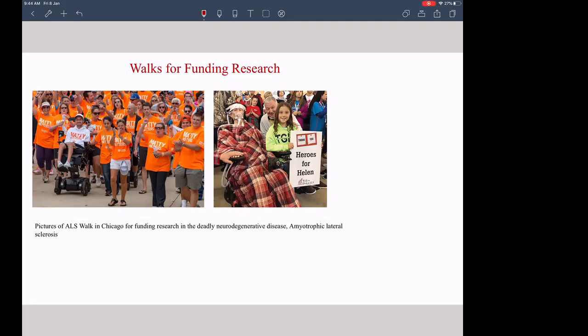For the entire year, they would go around and collect funds for the research. And on that day, they would donate that fund to one of the ALS organizations, which would then fund research labs. And that's how research can be done as well. It's not common practice in Pakistan.